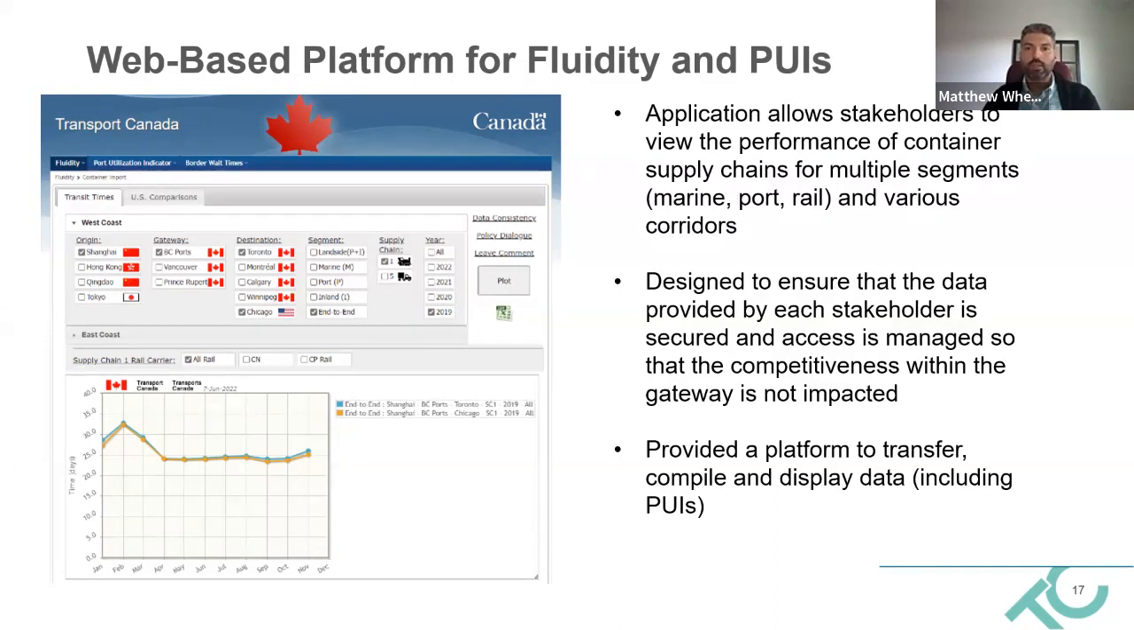It was designed to ensure that the data provided by each stakeholder is secure and access is managed so that the competitiveness within the gateway is not impacted. And it was a platform to transfer, compile, and display data. So the ports themselves were able to log into this platform, provide us with their data, specifically the port utilization indicators. We were able to take that, bring it into our systems, and in the case of the end-to-end fluidity metrics, use the dwell component to build this longer end-to-end supply chain. The platform is still very useful today for disseminating some of the data between stakeholders.